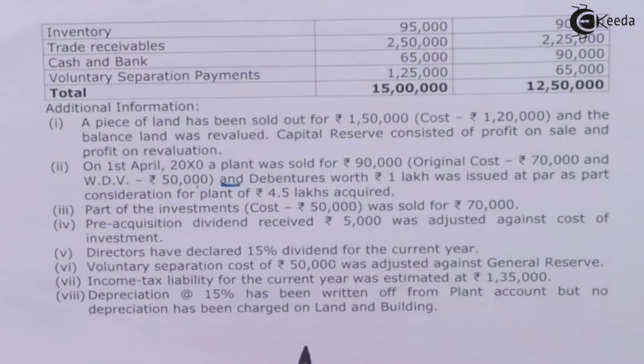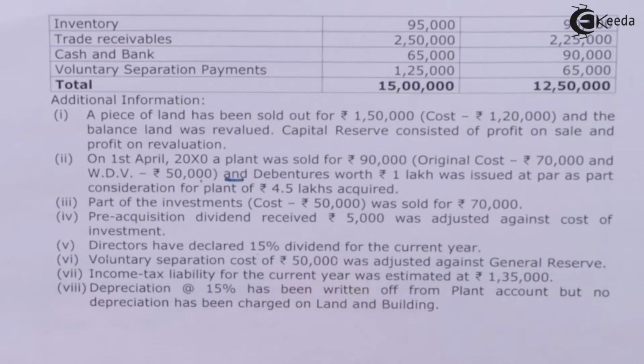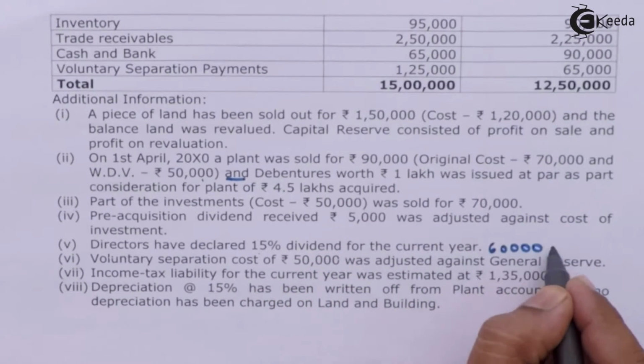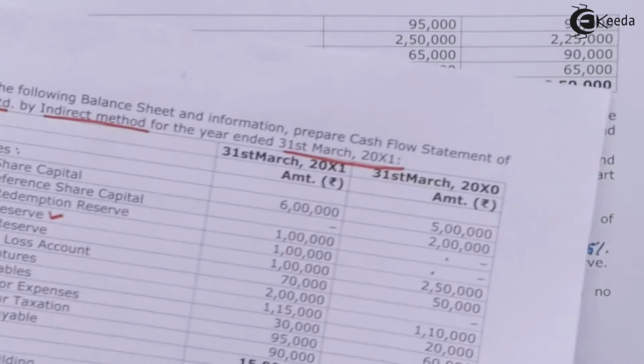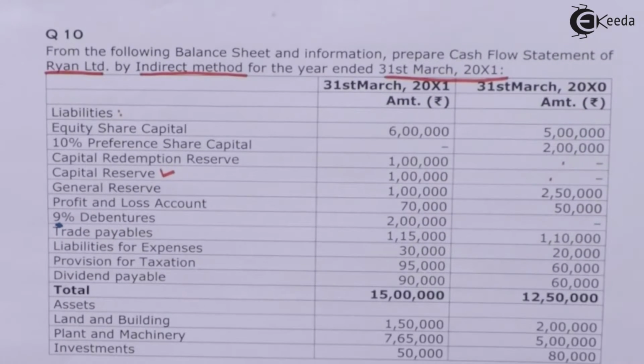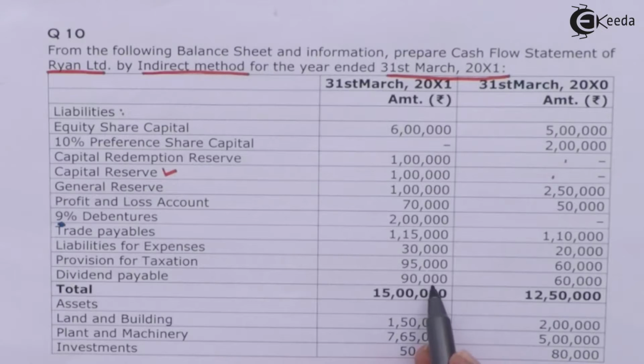15%. What will be a 15% of 6 lakh? 6 लाख का 15% बनता है 90,000. तो 90,000 डिविडेंड डिक्लेयर किया आपने. अभी हम लोग बैलेंस शीट में देखेंगे डिविडेंड डिक्लेयर्ड अकाउंट या डिविडेंड पेएबल अकाउंट. देखो करंट ईयर में दिया ही है 90,000. तो इट मस्ट हैव बीन डेबिटेड टू द पीएल अकाउंट. तो डिविडेंड declared will be debited to the P&L account and dividend payable account will be credited.